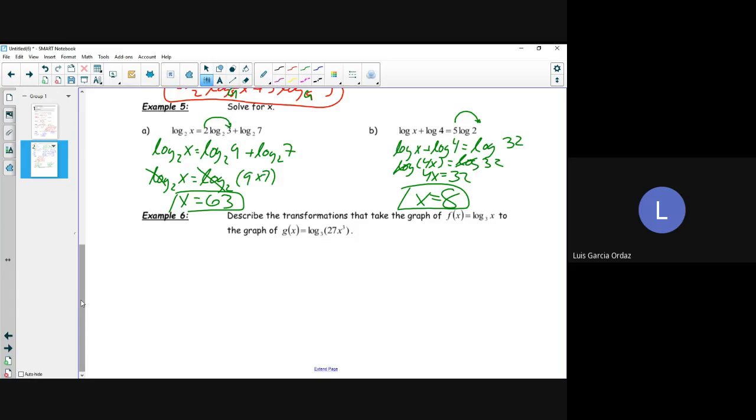And then we have our last example. We want to describe the transformations that take the graph of f of x equals log base 3 of x to the graph of g of x is equal to log base 3 of 27x cubed. So we can't just automatically say right away that it is a horizontal compression of 1 over 27 because that is not true. We need to use the different laws that we use today. So for this one, we are going to use the product law.